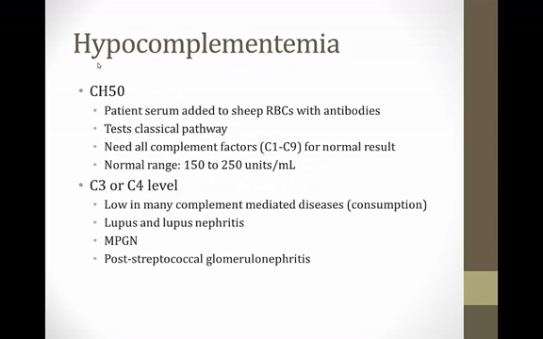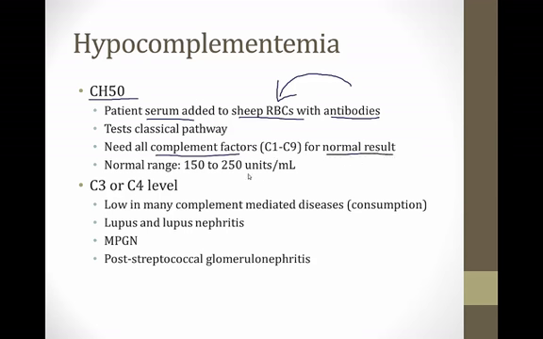Finally, let me finish by explaining the ways we clinically test the complement system. The first one is a test called CH50. In this test, the patient's serum is added to sheep red blood cells with antibodies, and the goal is for the classical pathway to lyse the sheep red blood cells. You need all of your complement factors C1 to C9 for a normal result.